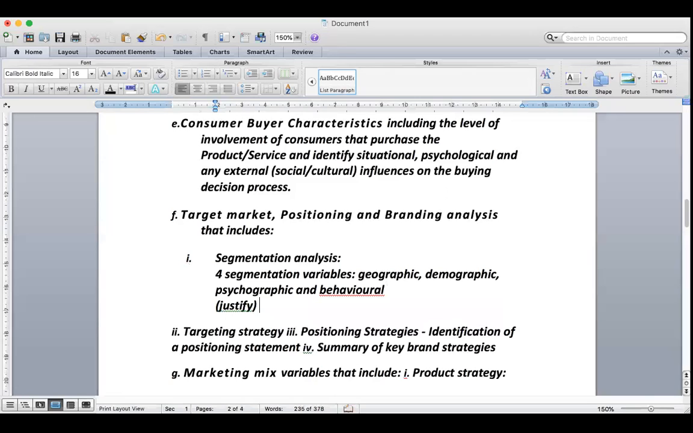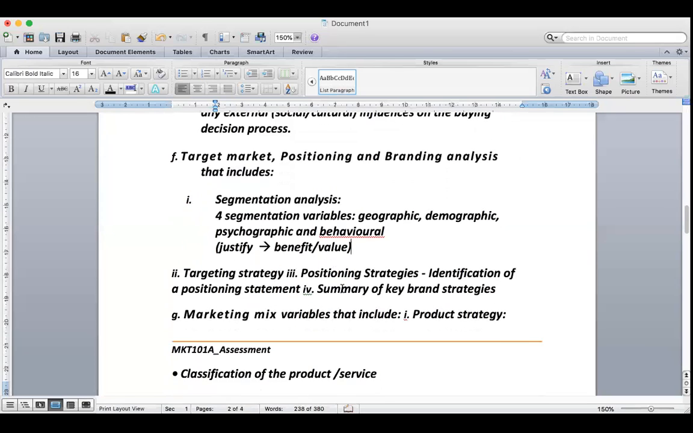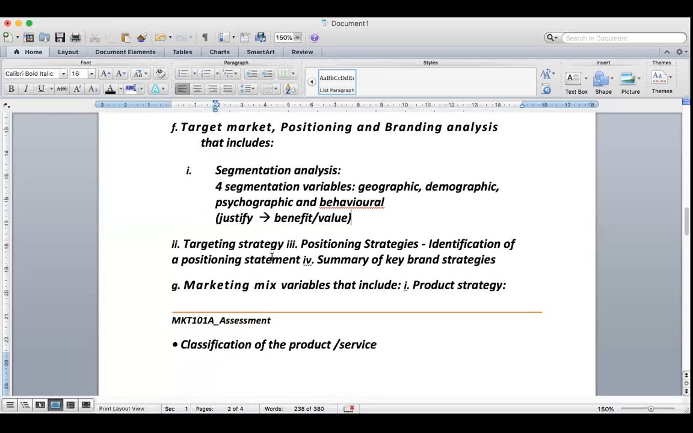And justify. When you justify, you can refer to the benefit of the product or the value of the product, because the value of the product should mirror the target market. Think about video games, for instance, Xbox or PlayStation. Who will benefit from this game? That will help you to understand the target market using these variables, so that helps you with the targeting and the segmentation.